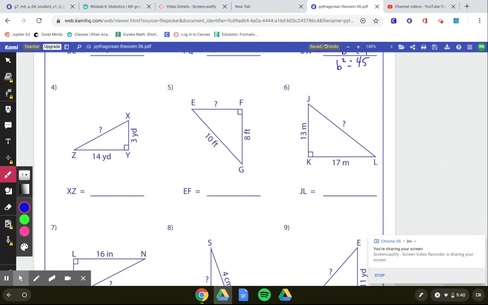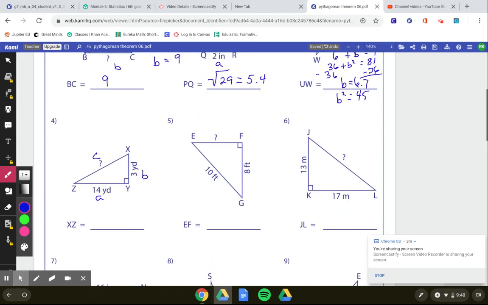Moving on, we'll do one more together, and then I'll have you do a couple of these on your own on the formative website. Here we have our A, we have our B, we have our C. We need to find our C. So we have 14 squared plus 3 squared equals C squared. 14 squared is 196. 3 squared is 9, equals C squared. We add these two together, and we get 205 equals C squared. So C is equal to the square root of 205, which when you plug that into a calculator gives us 14.3.